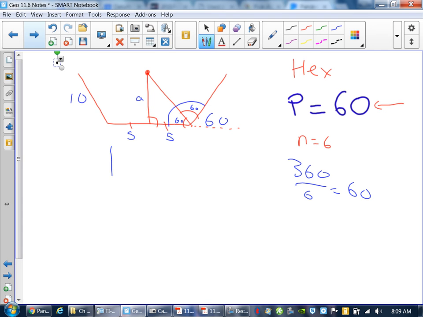Draw your right triangle. You can do this one of two ways. Obviously, this is a straightforward tangent problem because you have an angle and an adjacent, trying to find your opposite. Or you can use your 30, 60, 90 special right triangle rules, if you remember them. Tangent of 60 is A over 5.